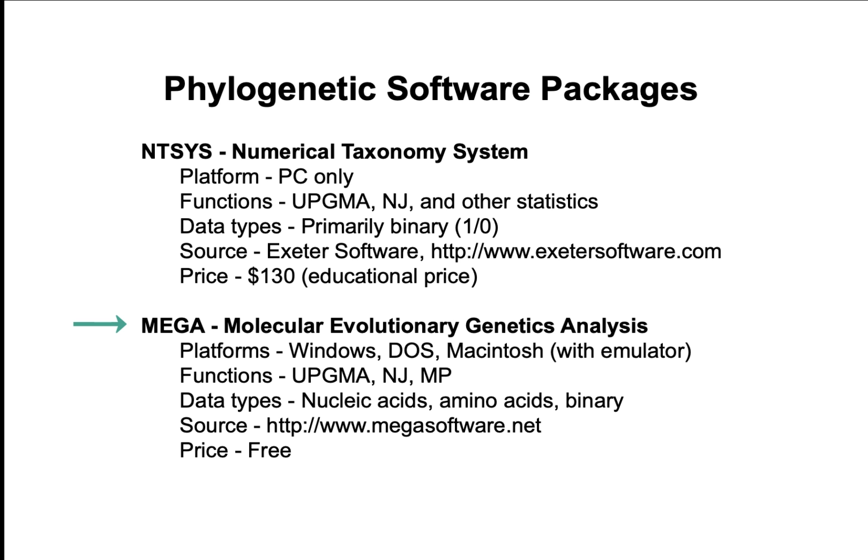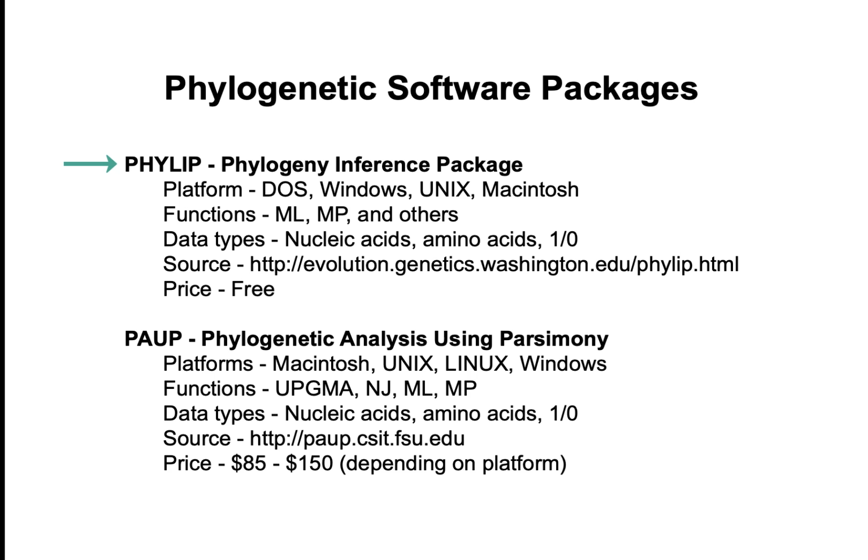MEGA, I think it's up to MEGA 8 maybe, version. It's very good and it's free, and it's for Windows, DOS, or Macintosh. It has UPGMA, neighbor joining, and maximum parsimony. I don't know if the newest version has Bayesian. And it's very useful for nucleic acids, amino acids, as well as binary 1-0 type data.